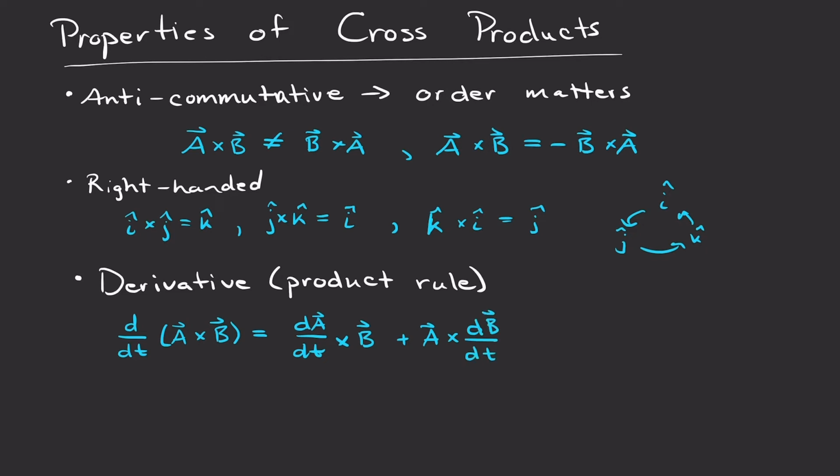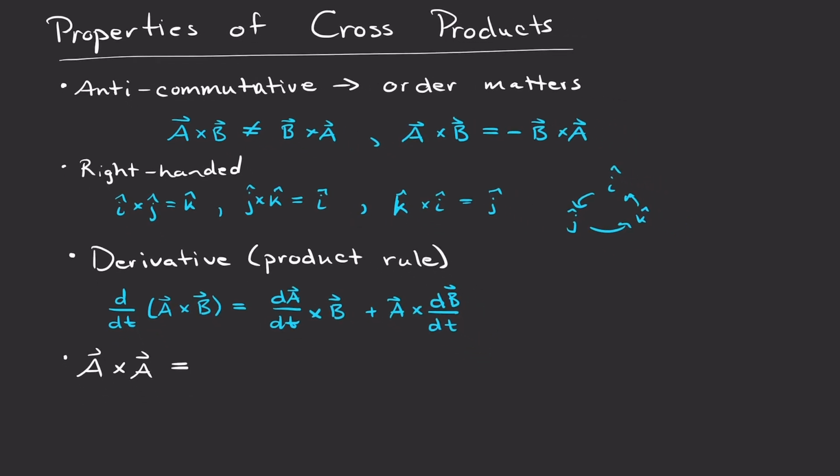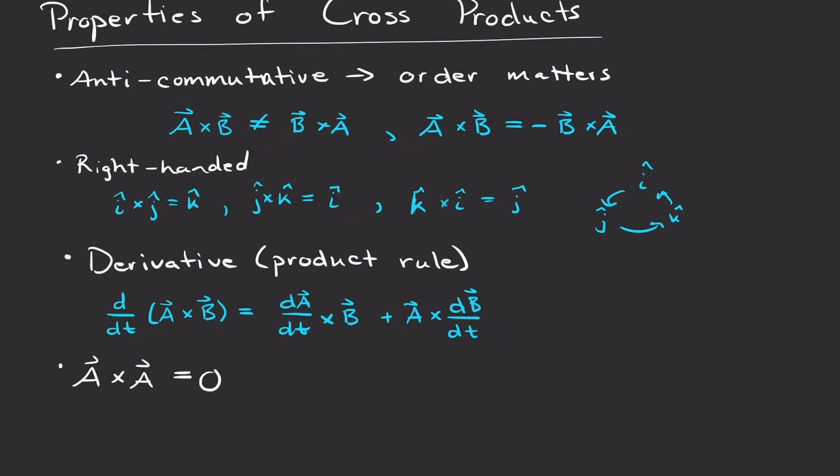Okay, and then the last thing is that cross products pull out perpendicular components and multiply them. So if you ever cross a product with itself, no components of these vectors are perpendicular to itself, so you get 0. So let's look at some examples of cross products in physics.